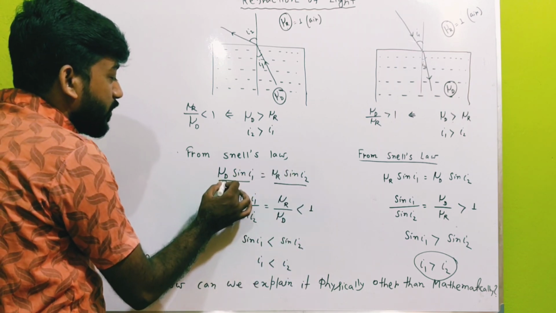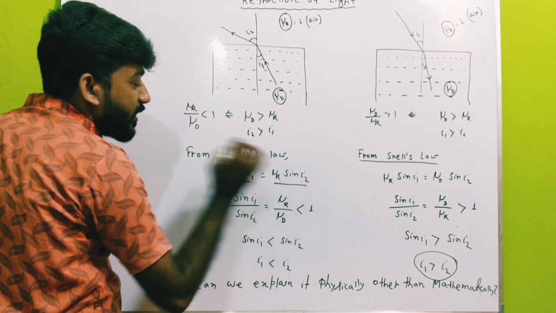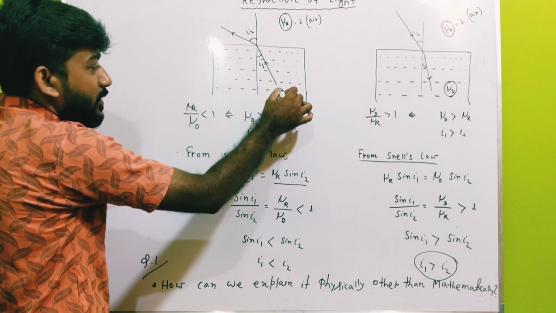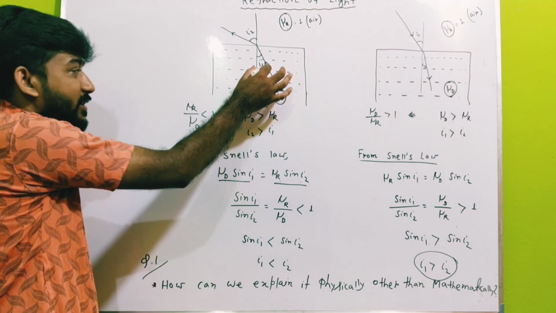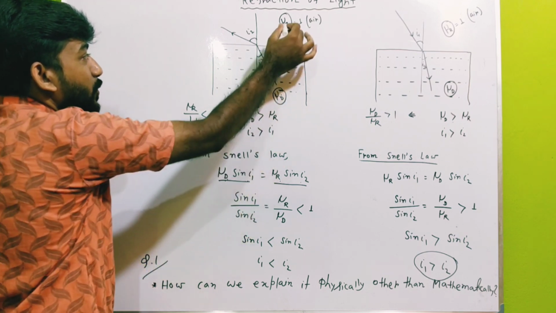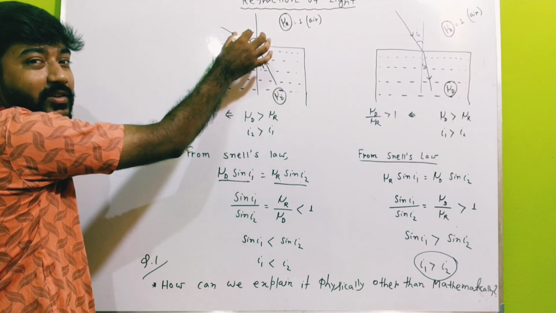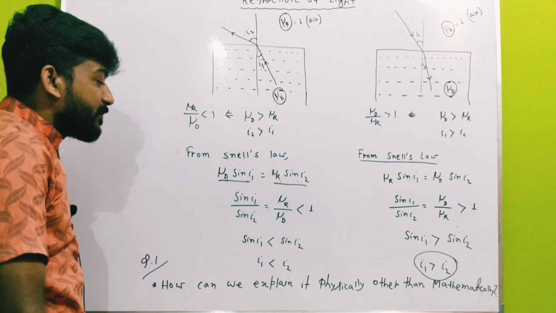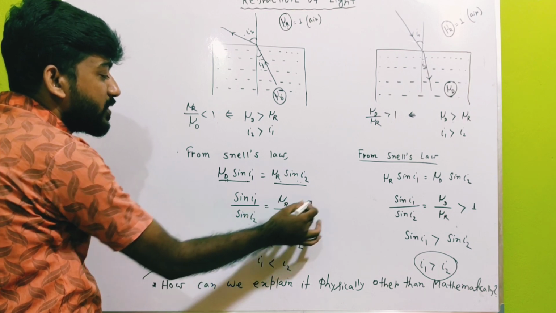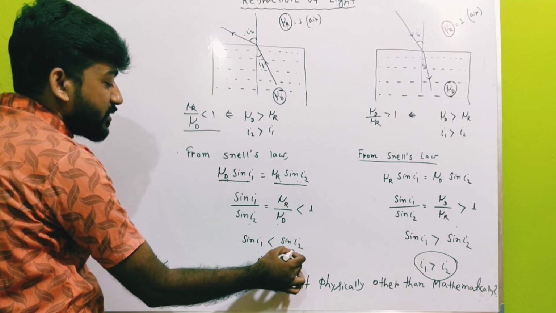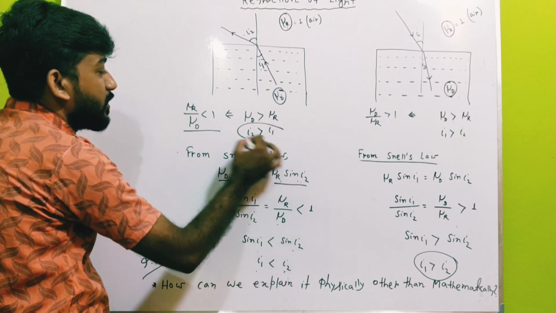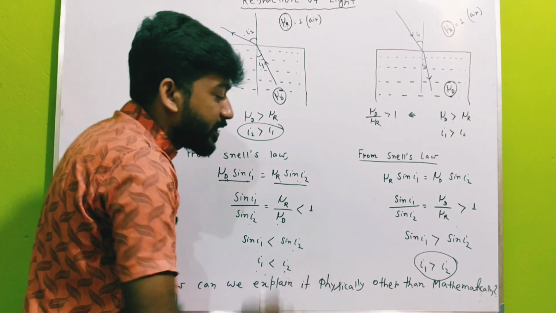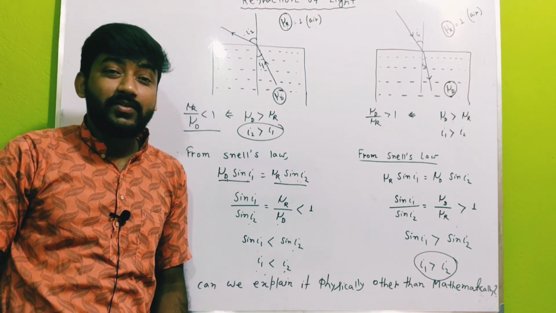So mu d into sin I1 is equal to mu r into sin I2 is the general form of Snell's law: mu d and the angle on this side, sin I1, and mu r and the angle on that medium, sin I2. So sin I1 by sin I2 is mu r by mu d, which is less than 1 now. So sin I1 is less than sin I2, so I1 is less than I2, which was our task and is completed. Now the big question is, how can we explain it physically other than mathematically? Okay, let me analyze this also.